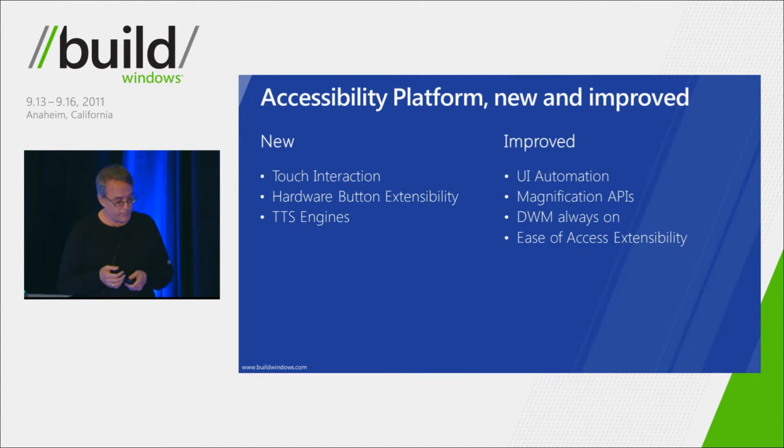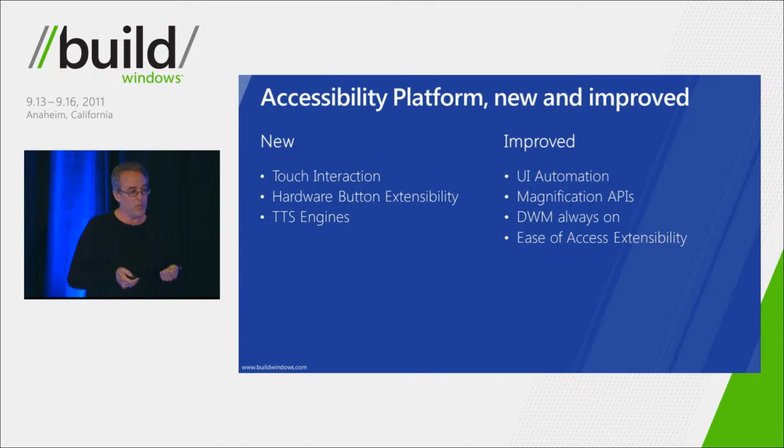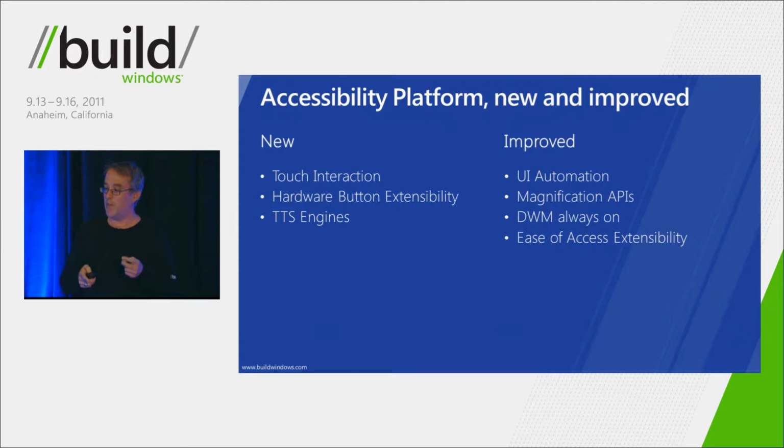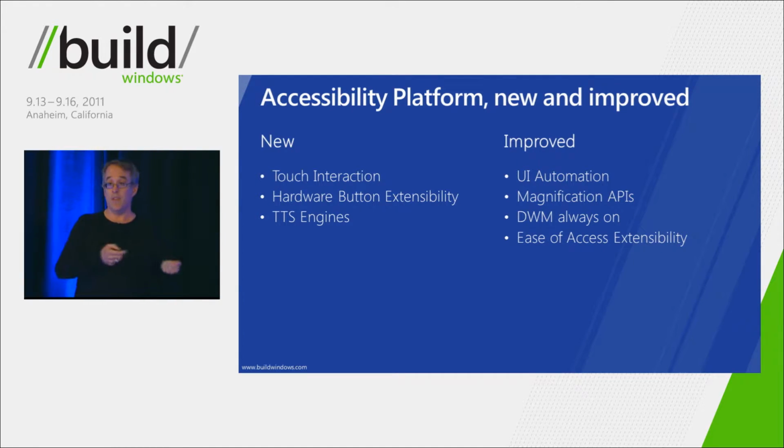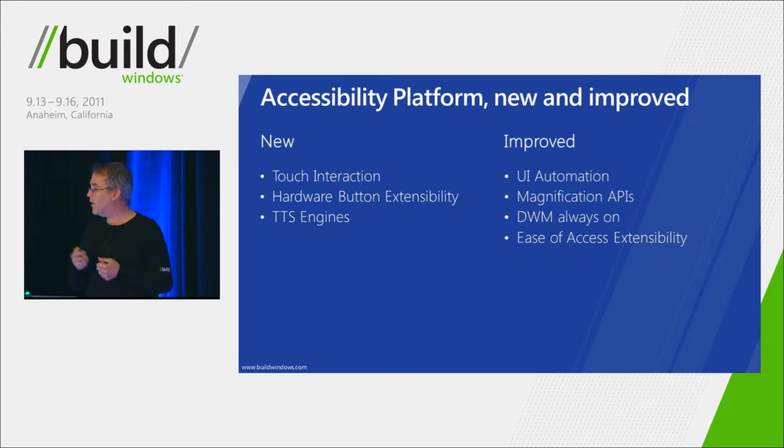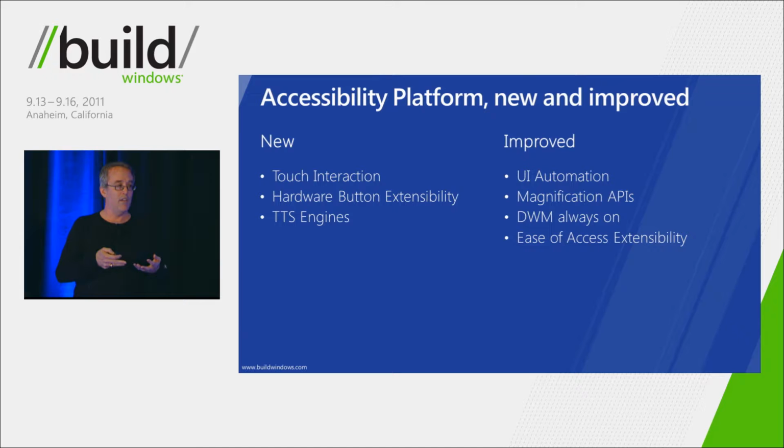And then I spoke a little bit about the hardware extensibility, the ability to use the hardware button volume up to launch your application, and that's done through ease of access. And then the TTS engine that I touched on, we really wanted to make a much better initial voice, and you could imagine any accessible technology vendor taking and using those voices. Then what's improved? UI automation. We're continuing to improve UI automation, and in a number of ways. We have new control patterns. So if you're an application developer, you can describe more clearly a few areas.